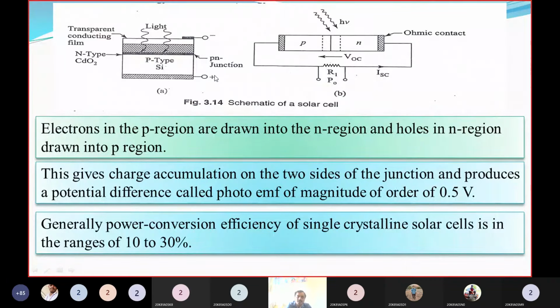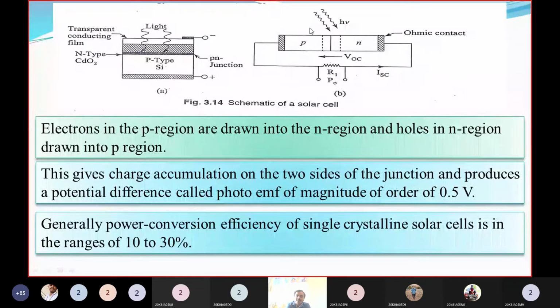By using these ohmic contacts we can take the output. We connect a load resistance here, which converts whatever current passes through that circuit into voltage. Like that we can get the power here. Now, how does it work?